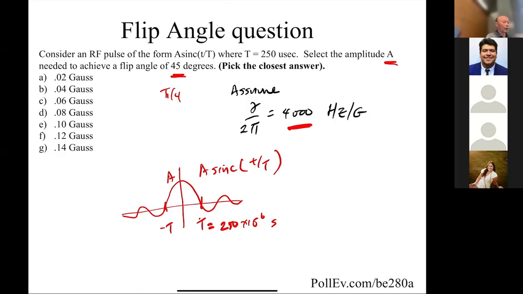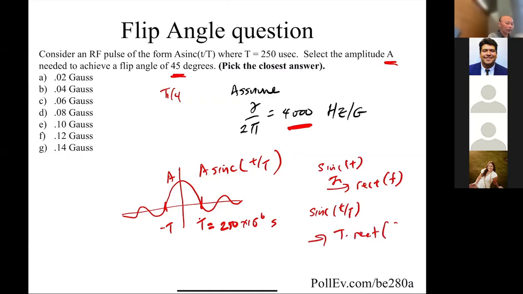So what we want to do is, does anyone remember, if I have sinc of t, what is its Fourier transform? Rect, right? Let's go to the rect function, rect of f. And I have sinc of t over tau; by the scaling theorem that goes to tau times rect of f tau, right?